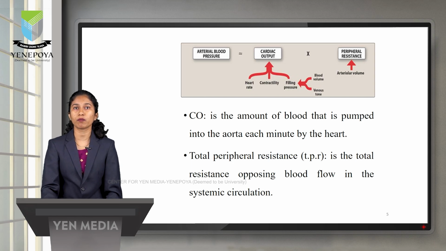Filling pressure, that is filling of blood into the heart, depends on the blood volume and the venous tone. Blood volume is how much blood is in the body, and venous tone is the width of the small blood vessels. So if the vessels are narrow or contracted, the resistance will be more and as a result BP increases. And if the vessels dilate or widen, the resistance will be less and therefore the BP will be low. So here peripheral vascular resistance is the total resistance opposing the blood flow in the systemic circulation. It depends on the arteriolar volume.